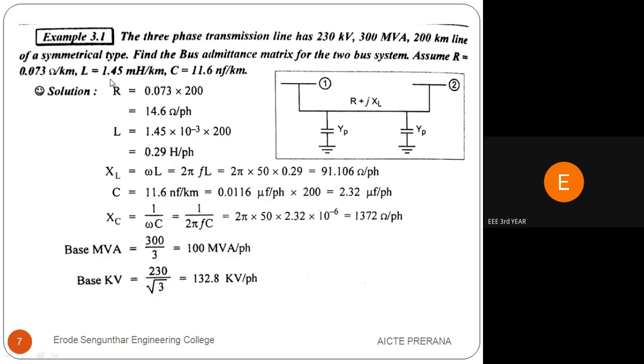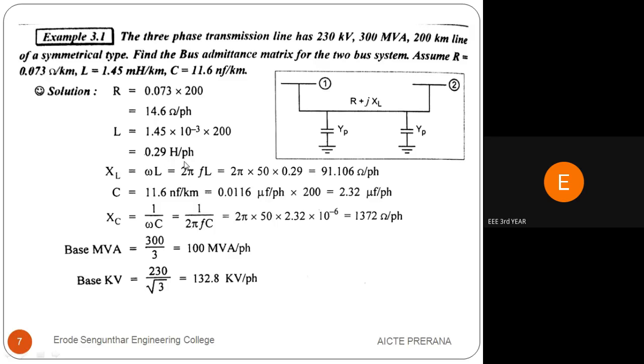We have to do this for all the elements. Consider the inductance L. If the inductance L value is 1.45 millihenry, the millihenry is multiplied by 10 to the power minus 3, and you multiply it by the transmission line length, that is 200 kilometers, and we get the final answer as 0.29 henry per phase.